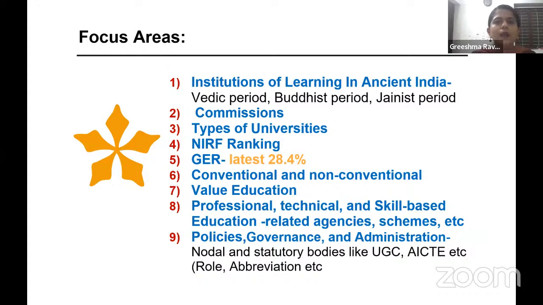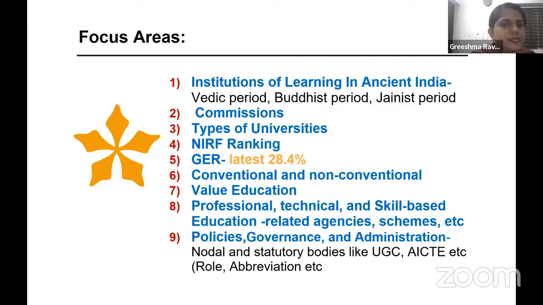Okay. So we can expect one question from Vedic period or Buddhist period. Rather than Jainist period, more chances are there to get questions from Vedic and Buddhist period. So give more focus to those areas. Never skip any area, but when you are revising, give more focus to these areas. Okay. Then education commissions, you know that pre-independent commissions and post-independent commissions are there. So give importance to education commissions.